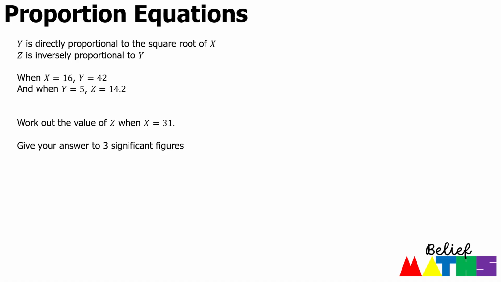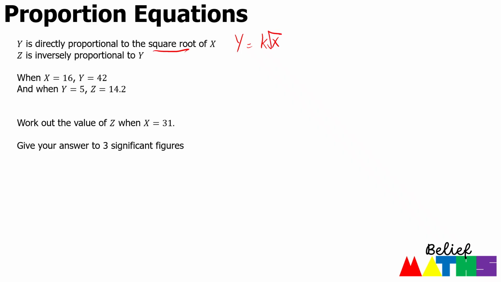Now we did already cover proportion equations in the paper 1 video, but it's worth looking at them again here. And in this one we've combined both into a single question. So it says y is directly proportional to the square root of x. So that means y is equal to, directly means we're multiplying, so k times the square root of x.